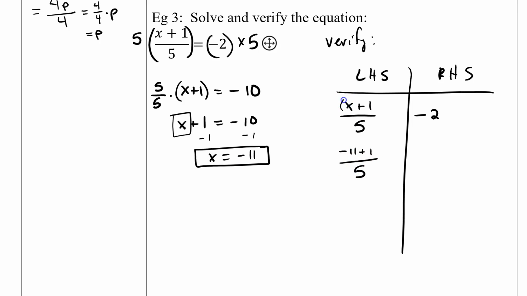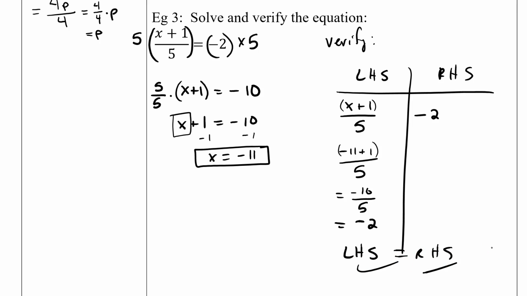So remember, we have to keep our numerators and denominators as things that are in brackets. We have to think of it as things that are in brackets. So we must first simplify the numerator, which is going to be negative 10 over 5, which is simply negative 2. Woot woot! Left-hand side equals right-hand side.